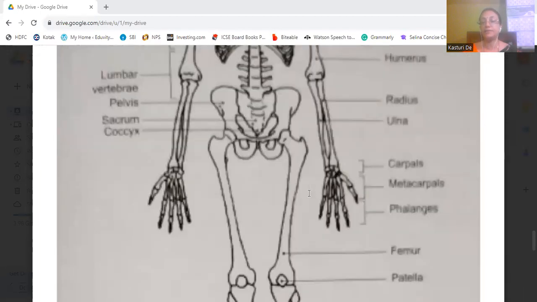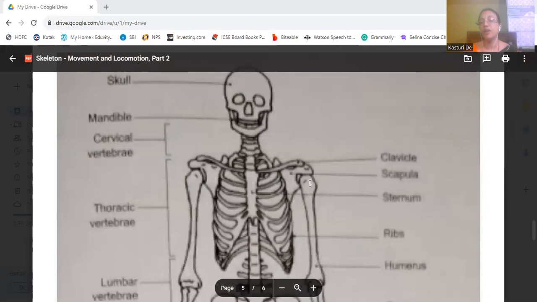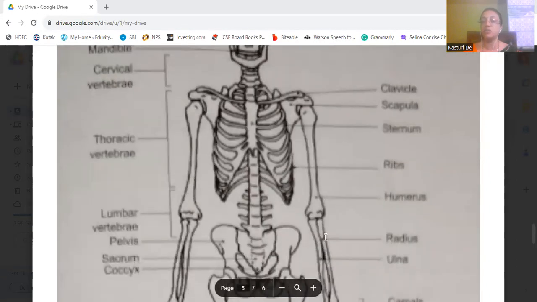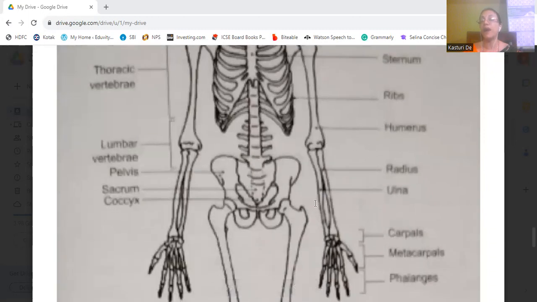Then we have the hand region. See, this is the humerus. This long bone of the hand is known as the humerus. Then we have 2 bones which are attached to the phalanges of our body. Phalanges, that is the fingers.